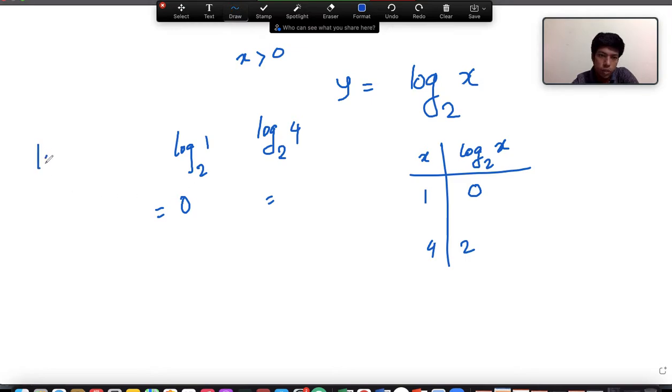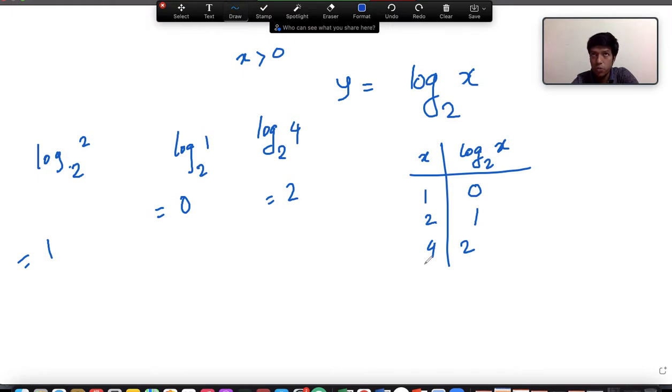Now let's calculate log base 2 of 2. 2 to the power what equals 2? 2 to the power 1 equals 2. That means if we put x equals 2, the answer is 1. This is the answer line, and this line is for the x values we put in. This way we can continue.